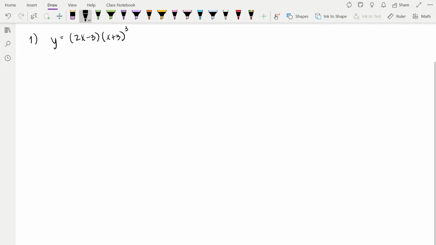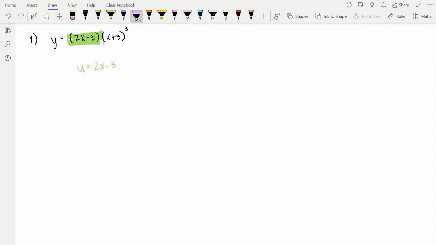3 cubed. Because I have something in brackets, a binomial, multiplied by a second thing, I know I need the product rule. When I try to take the derivative of the second part of this function, I will eventually need the chain rule. But I start with the product rule because that's what's happening more on the outside of this y function. So I call the first one u.